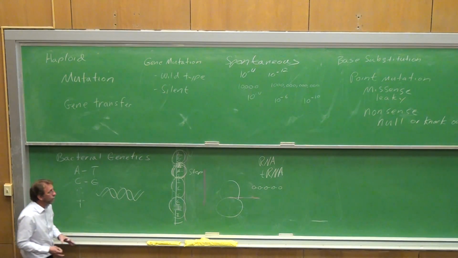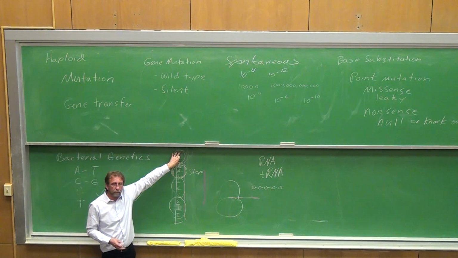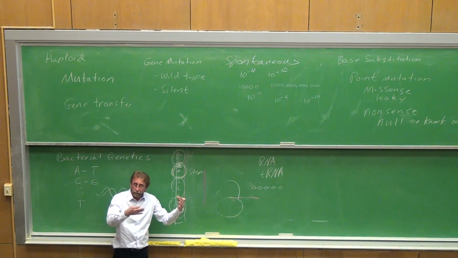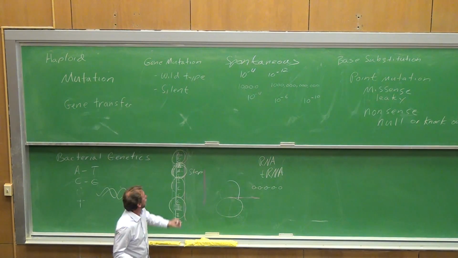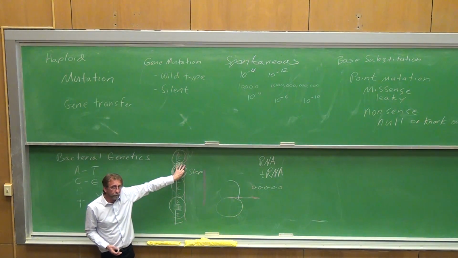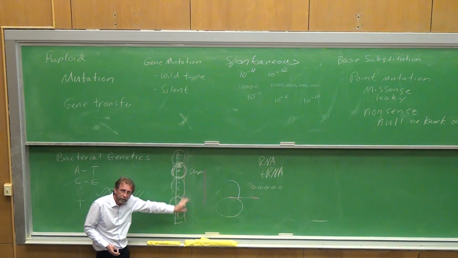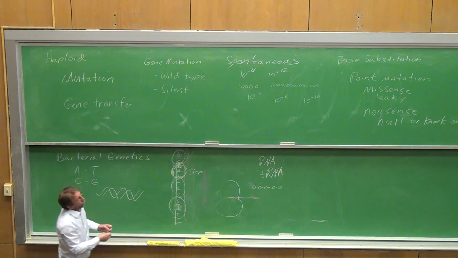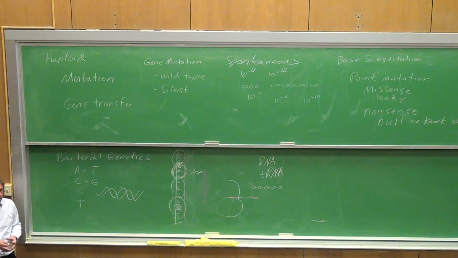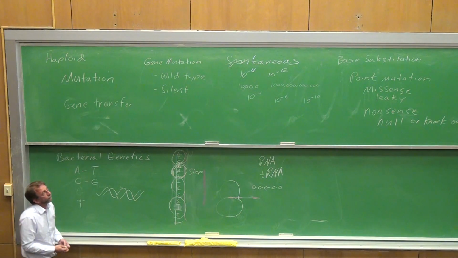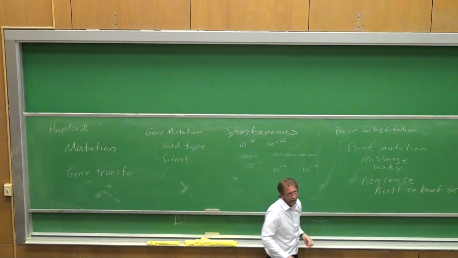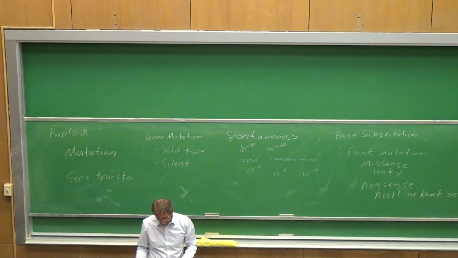And depending on where it happens, it could change the amino acid so that the protein still functions, but not as well as it did. So we get some slow growth, we call that a leaky mutation. It could change the sequence such that it puts in a stop codon, and so the protein doesn't even get produced. And we call that a nonsense mutation. So both a missense and a nonsense mutation are point mutations. They're base substitution mutations.